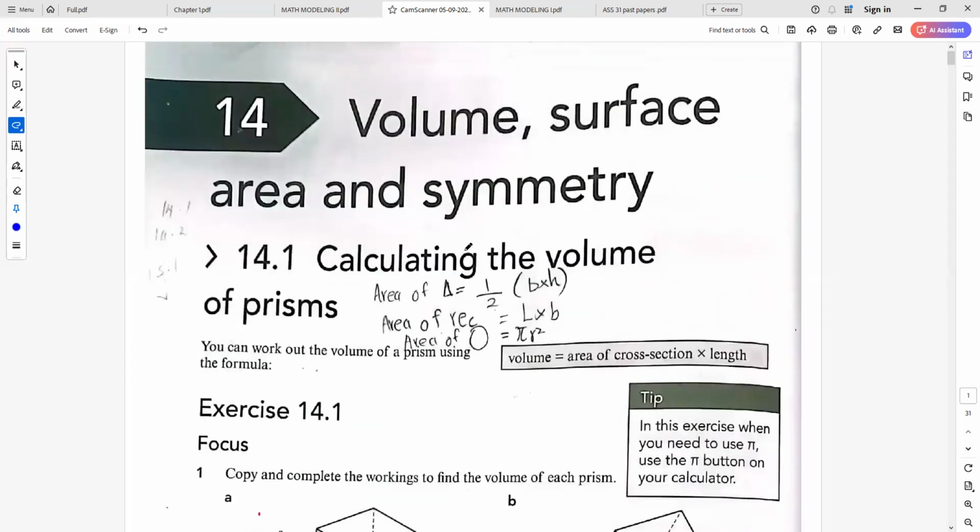So here we are going to study volume, surface area, and symmetry. If you look at the terms, volume is applied to 3D objects. For example, if you have a cuboid, we say that it has a volume. So this is a 3D object. But surface area can be applied to both 2D objects and 3D objects. For a rectangle, we cannot tell a volume, we can only tell the area.